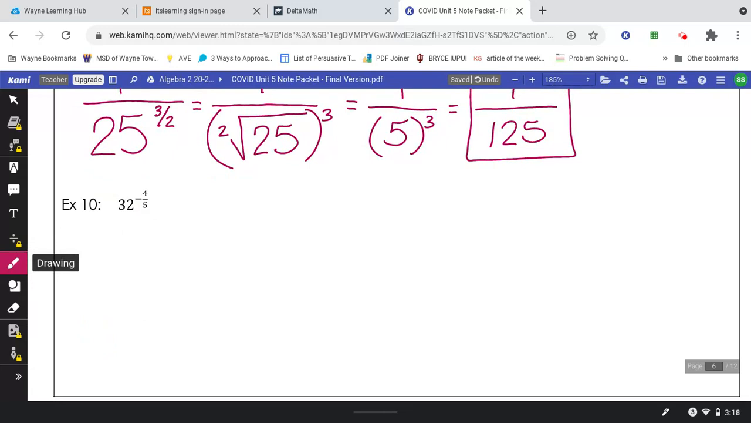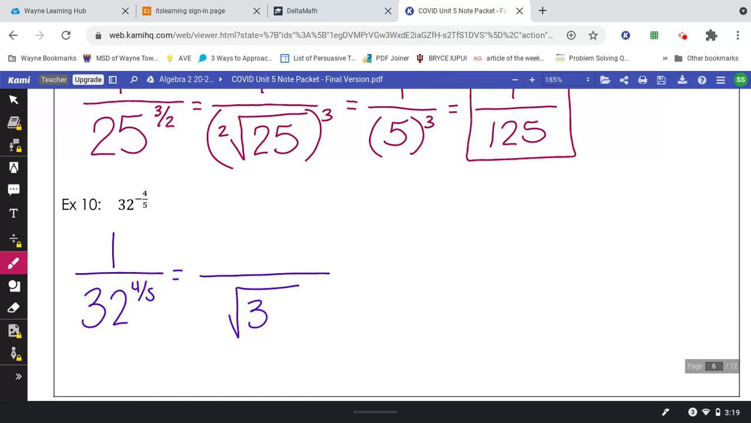All right, our last problem for today, example number 10. Again, this would be a great time to pause the video, give this one a try, then you can fast forward and see if you got it correct. Hopefully you were able to set it up like this with the 4 up at the exponent and the 5 down as the root. The fifth root of 32.